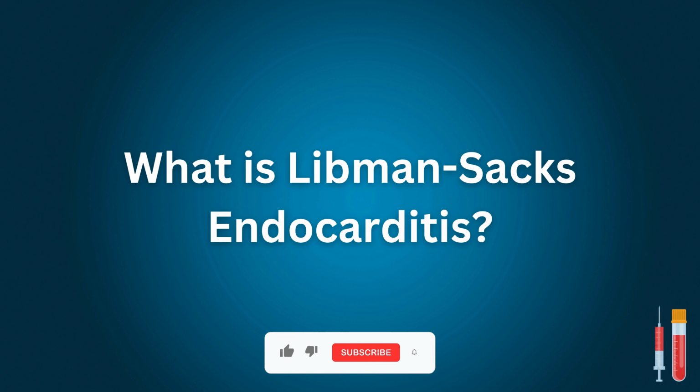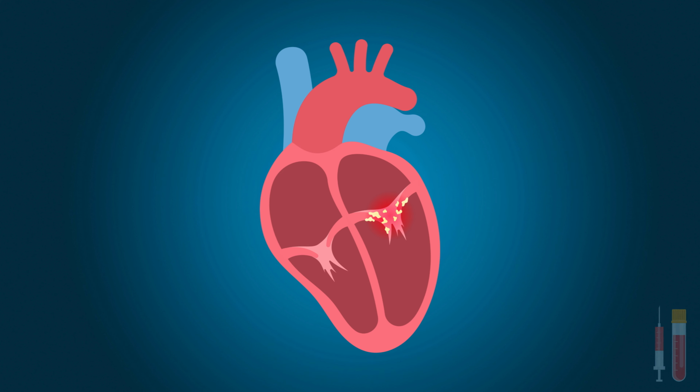What is Libman-Sacks endocarditis? Libman-Sacks endocarditis is a form of non-bacterial thrombotic endocarditis that usually involves the formation of sterile vegetations on the heart valves, most often the mitral and aortic valves, and can be present on either surface of the valve, but usually on the undersurface of the cardiac valves.